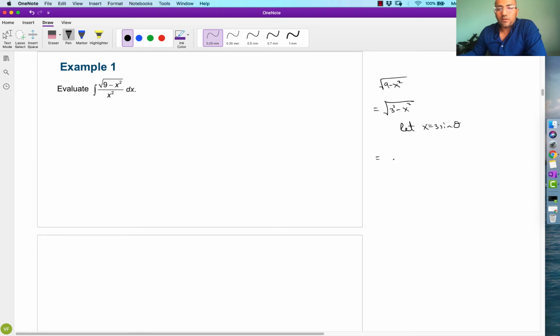Okay, so now let's go back over here. So we have 9 and then minus, and instead of just an x, now I'm going to let this be 3 sine of theta, squared.